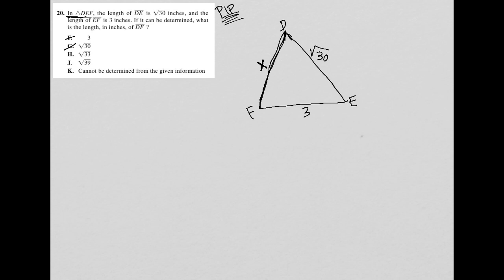Somehow this root 33 seems like it's just adding 3 and 30 together, which doesn't make any sense. This root 39, again, what would we do? What math would you do to prove that it should be root 33? What math would you do to prove that side DF would be root 39? So for that reason, the only answer that remains that makes any sense here is choice K.